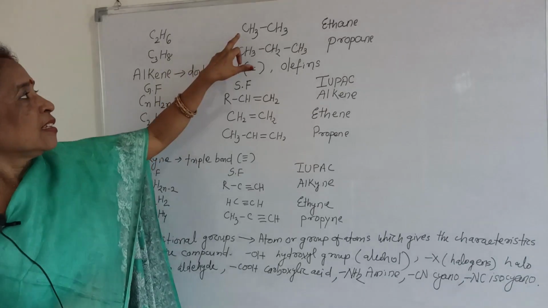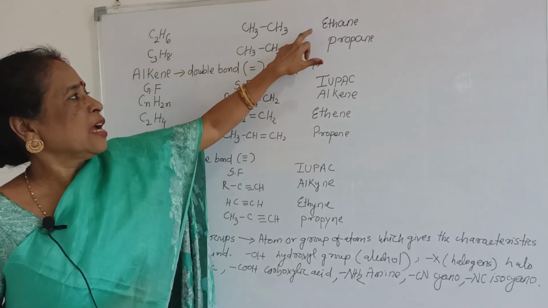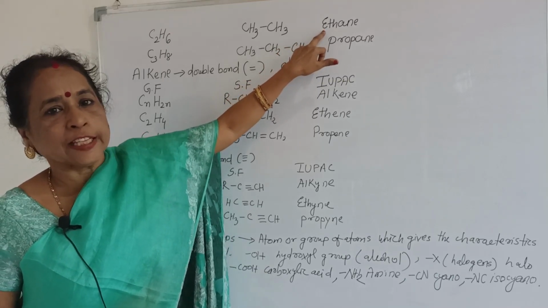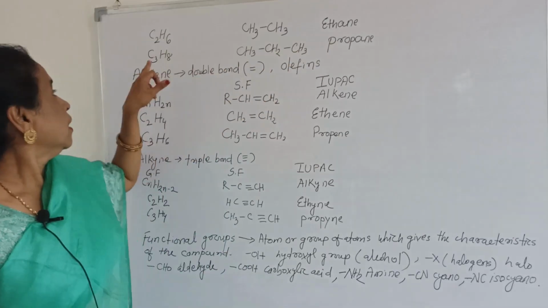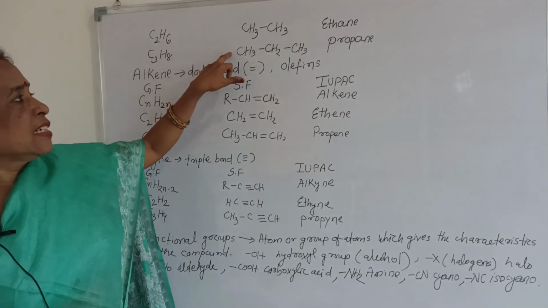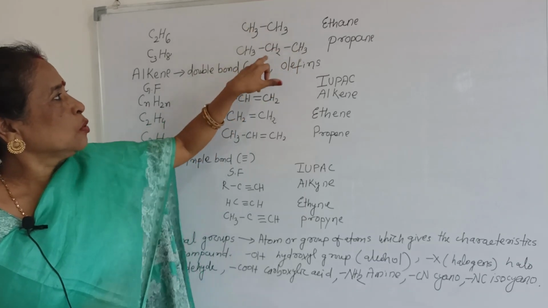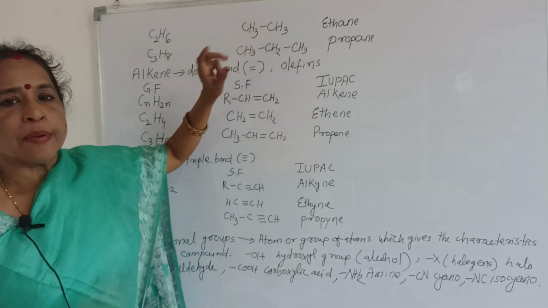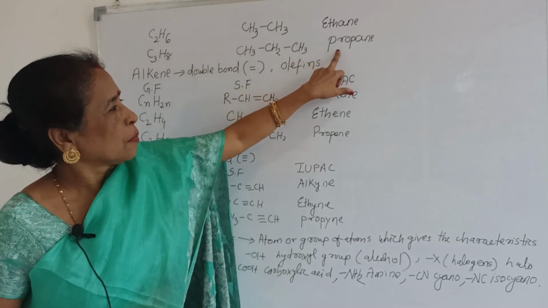C2H6, CH3 single bond CH3, that is structural formula. And what is IUPAC name? Ethane, because IUPAC name it is known as alkane. C3H8, here CH3, CH2, CH3. Here the 2 differ by a CH2 group, and this is known as propane.